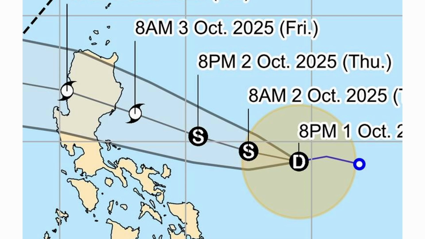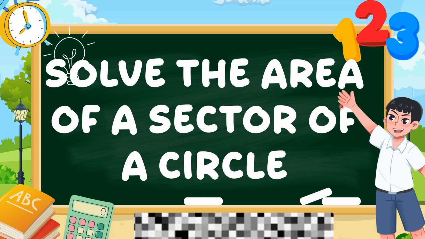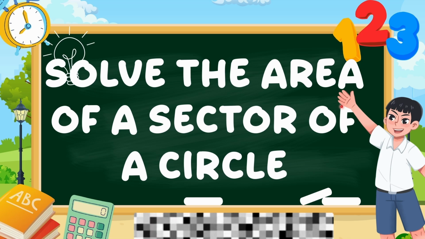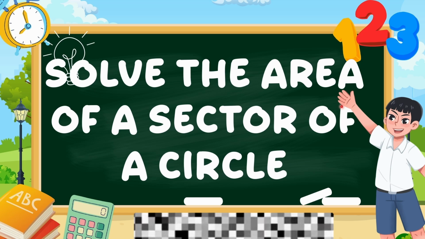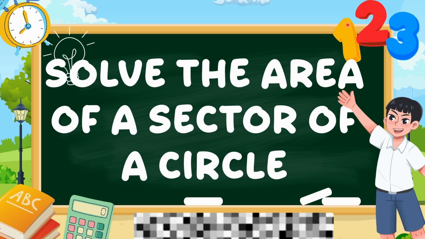What is the typhoon's path called? This is called the cone of uncertainty. What do you think the cone of uncertainty means? The cone of uncertainty shows where a typhoon might go. What shape do you see in this picture? The shape is a circle. This is what we call a sector of a circle. The cone's shape resembles a sector of a circle. Today, we'll learn how to solve the area of a sector and apply it to real-life situations like typhoon forecasts.